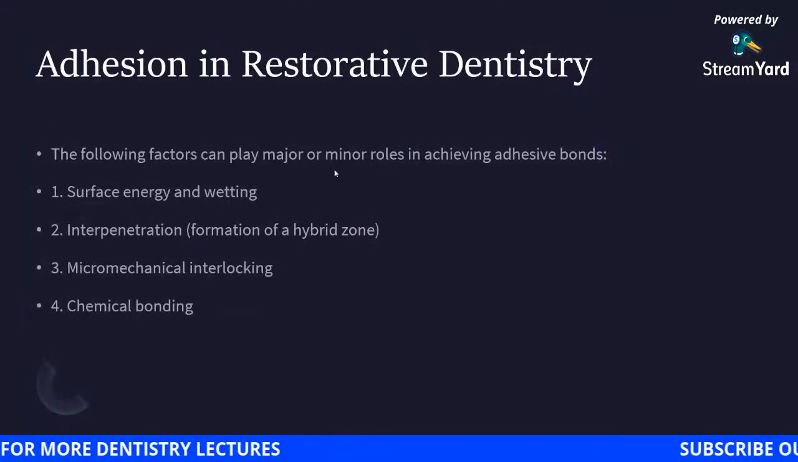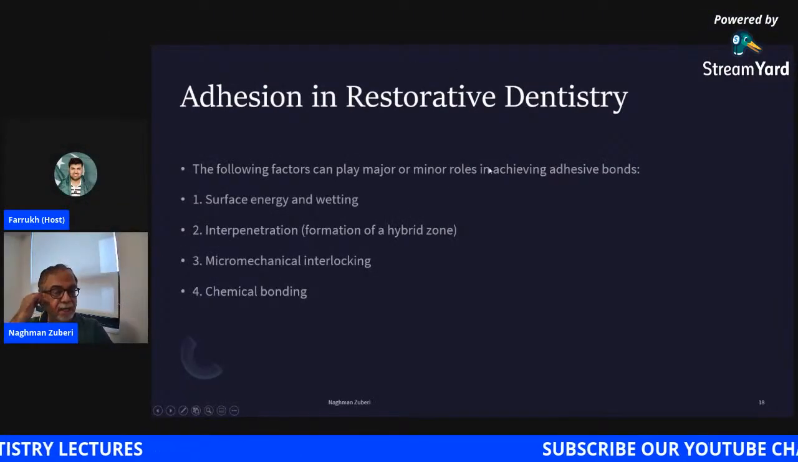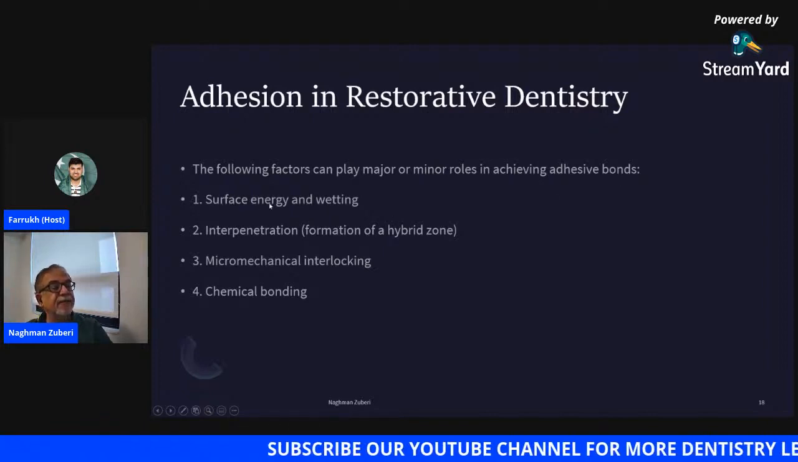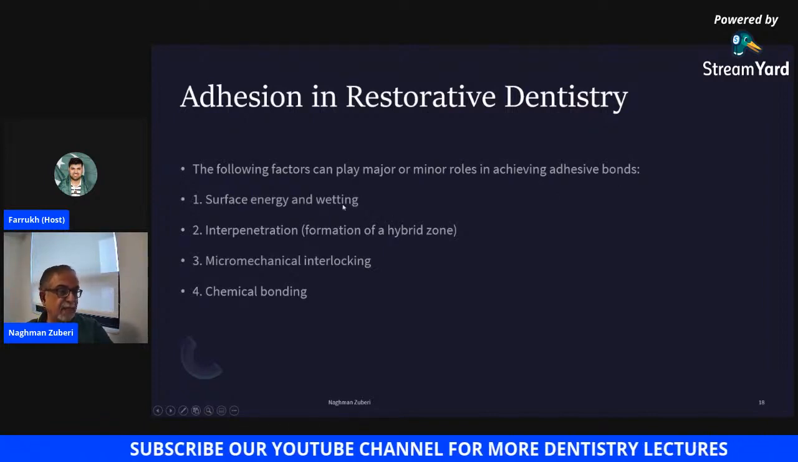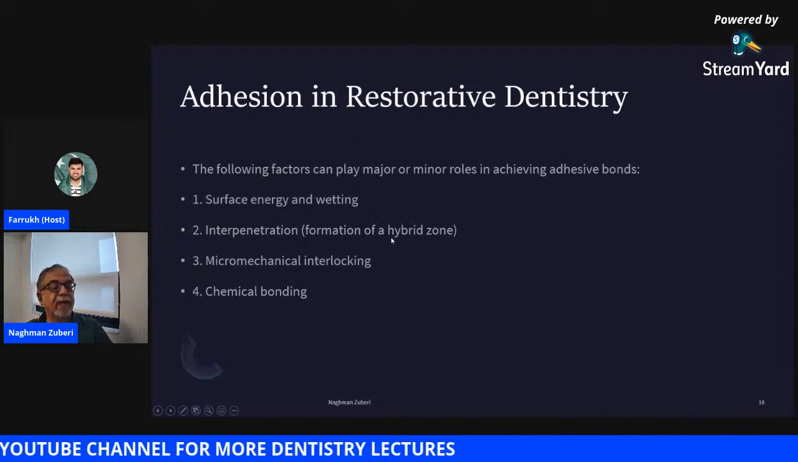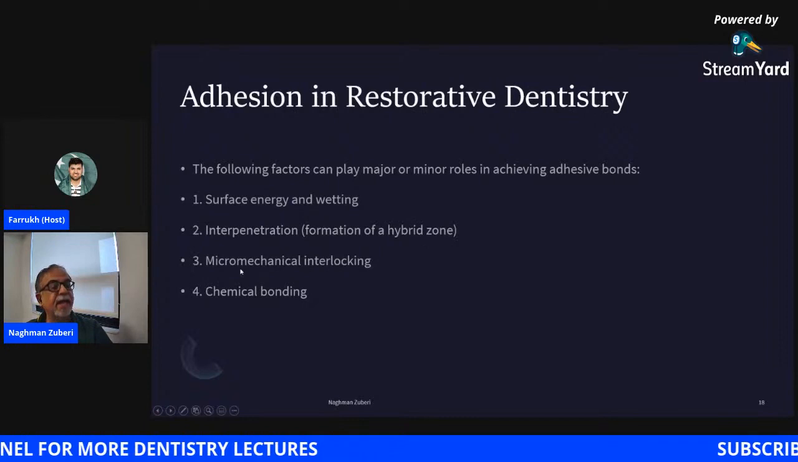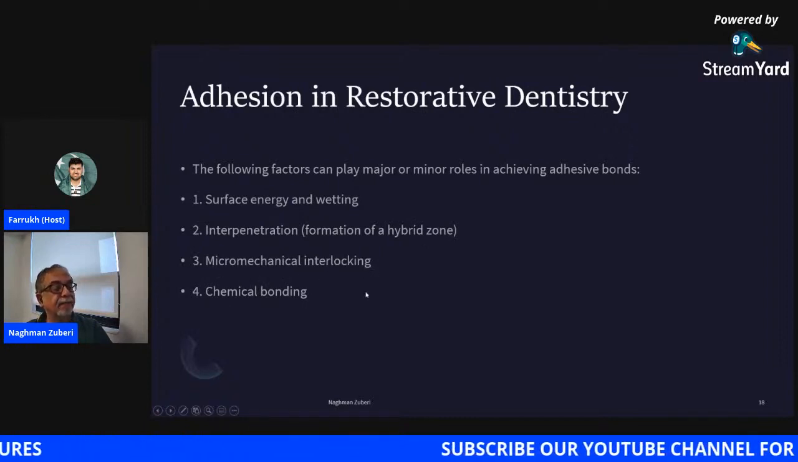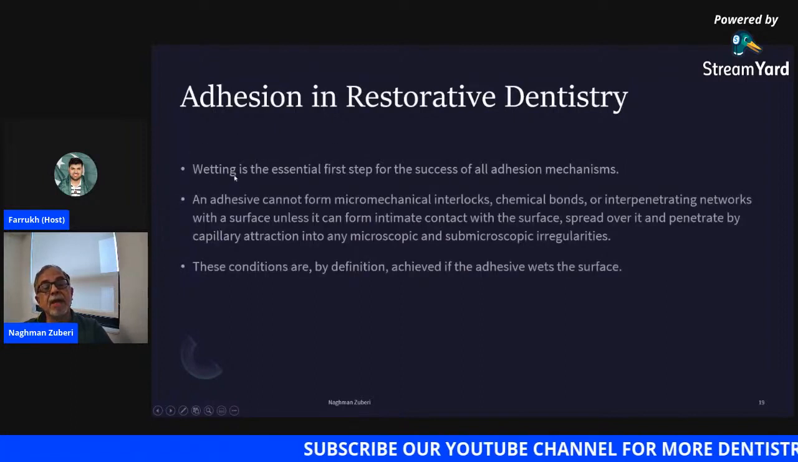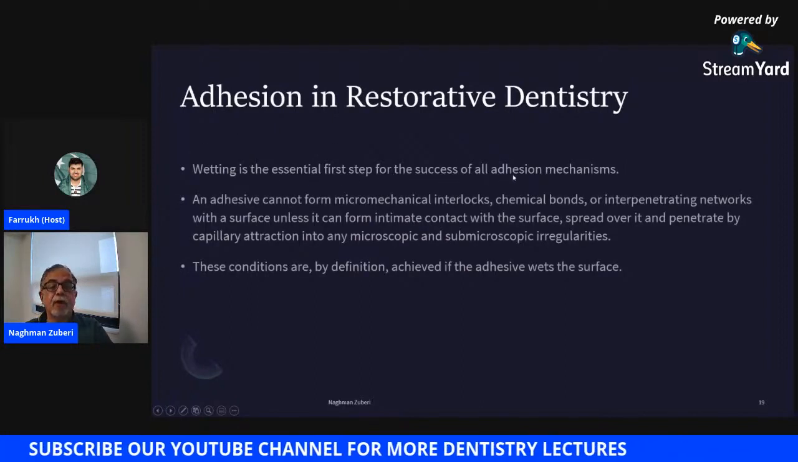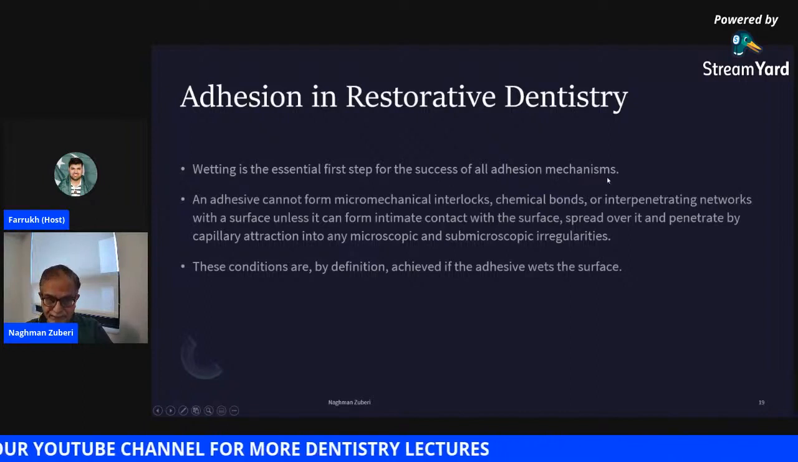The following factors can play major or minor roles in achieving adhesive bonds. Number one is surface energy and wetting. Then the interpenetration forming of a hybrid zone. And then the micromechanical interlocking. Then comes the chemical bonding. Wetting is the essential first step for the success of all adhesion mechanisms.